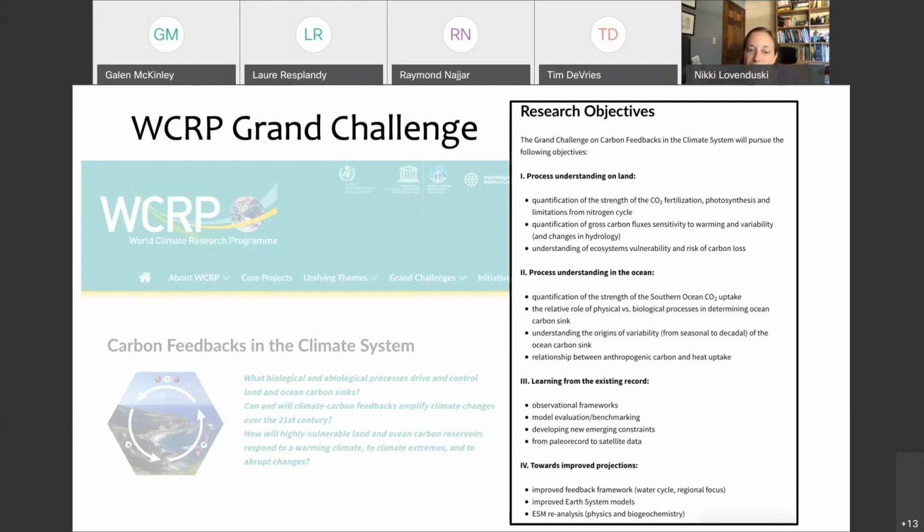So in particular, they're interested in quantifying the strength of the Southern Ocean carbon uptake, and also to diagnose the relative role of physical and biological processes in determining the strength of the ocean carbon sink. And then finally, of interest to our group, understanding the origins of variability from seasonal to decadal of that ocean carbon sink. So that's all I have to say about that. Thanks.